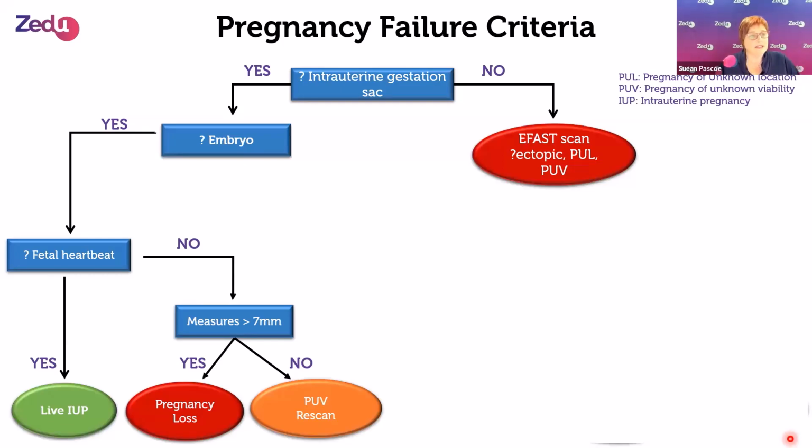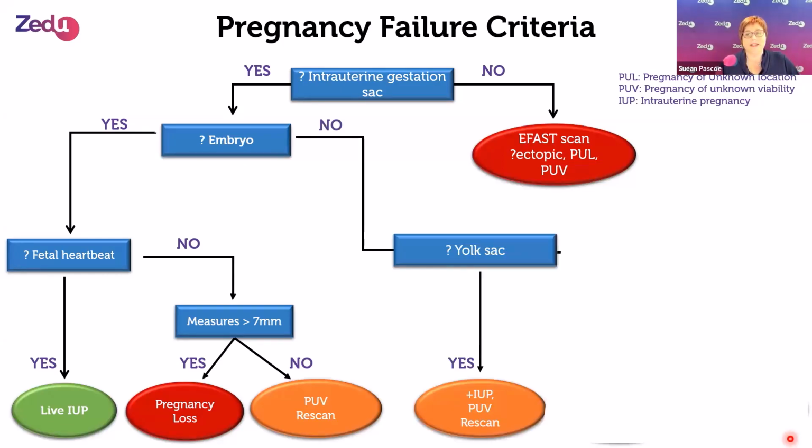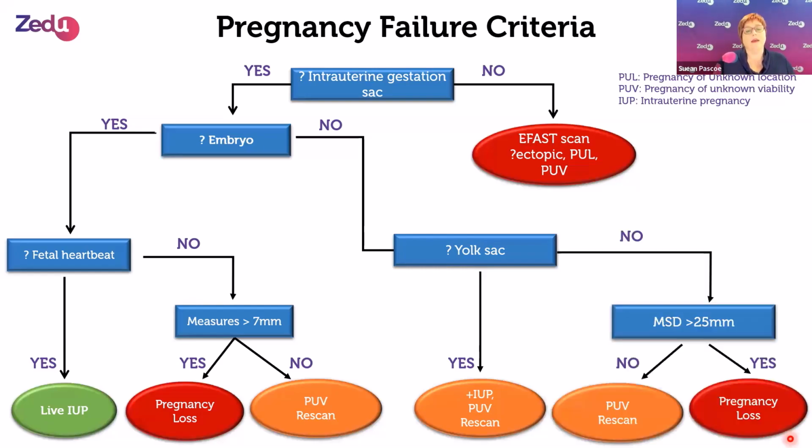Now, if we did not see an embryo, our next question is, do we see a yolk sac? And if we do see a yolk sac, that then classifies this as an intrauterine pregnancy. So we can confirm an intrauterine pregnancy, but we can't confirm whether it's viable or not, because it might just be too soon. And so depending on the sizes of everything, we might scan in a week's time.